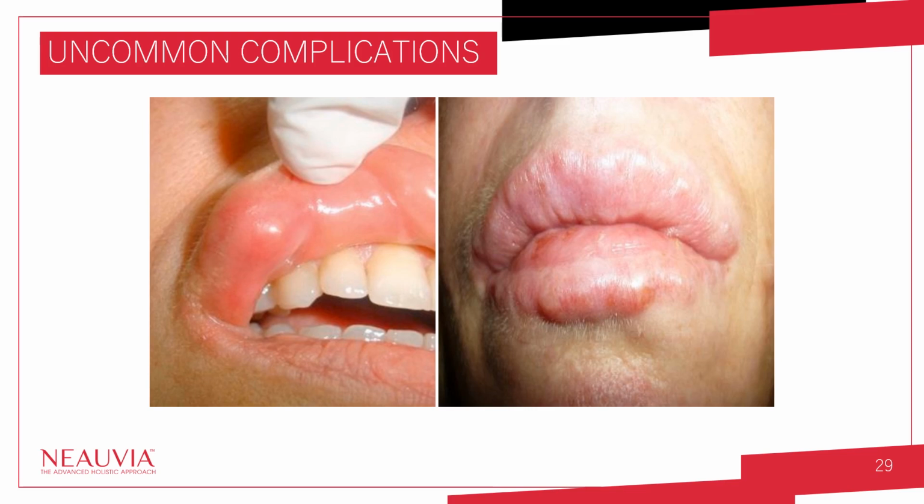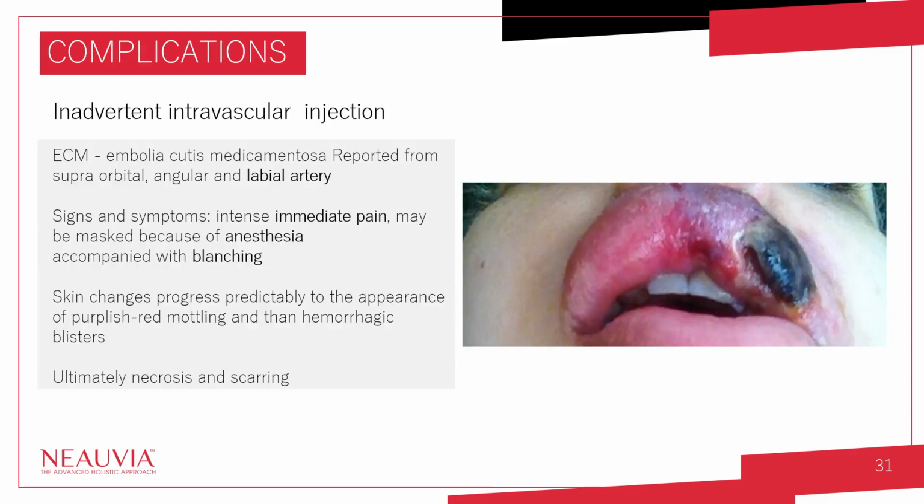More serious side effects are the uncommon complications, and they may include severe and prolonged swelling or bruising lasting 1 week to 10 days, lip asymmetry, or lumps and irregularities in the lips, as you can see in the image in the slide. Sometimes we can have infection, and unfortunately, rare but possible, injection into blood vessels.